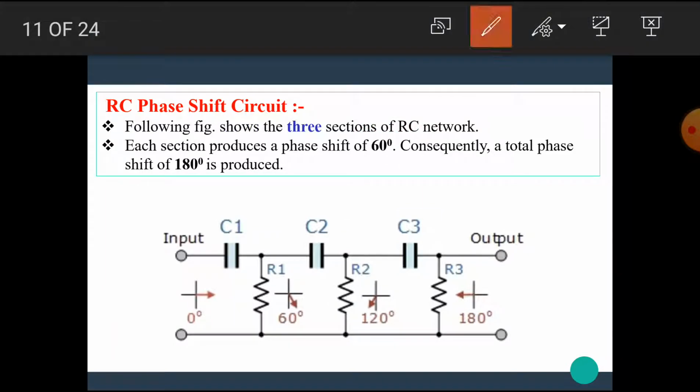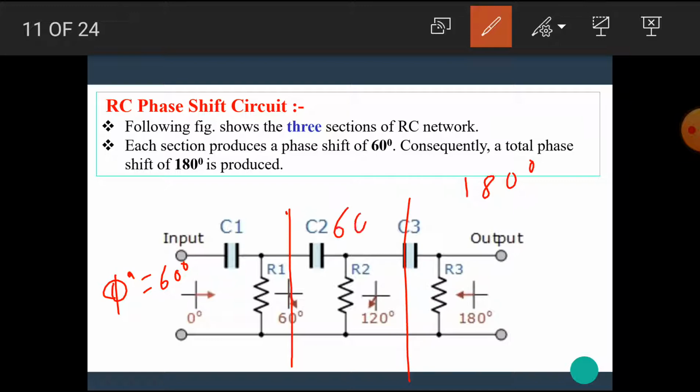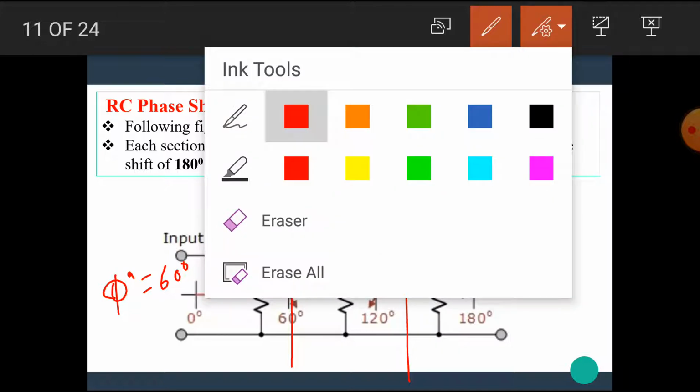Then, this is the circuit which gives us a total 180 degree phase shift, because each section is adjusted to give a phase angle of 60 degrees. This section also gives 60 degrees, and this section also gives 60 degrees. That means there is a total 180 degree phase shift.